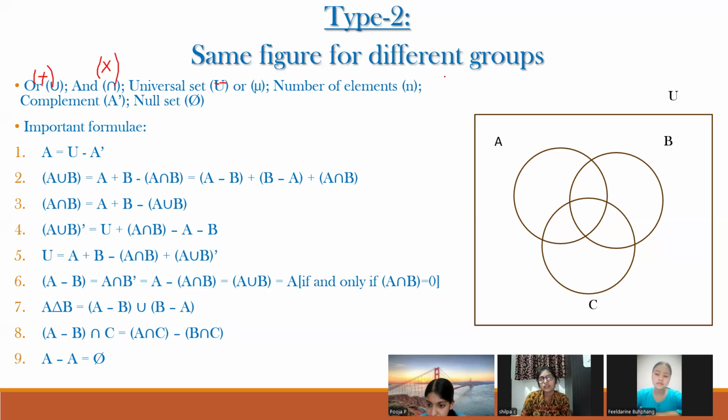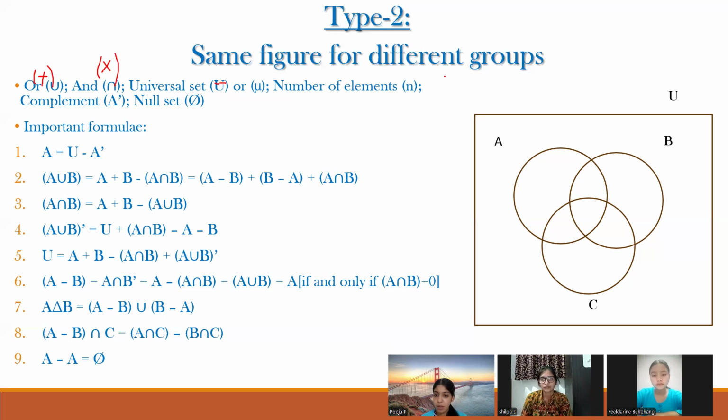You can use N of A, N of B, N of C, and N of U, or nu. Even for the universal set you can take the number of elements. At the same time, you can also take union, intersection, difference, symmetric difference, and so on. All of them.